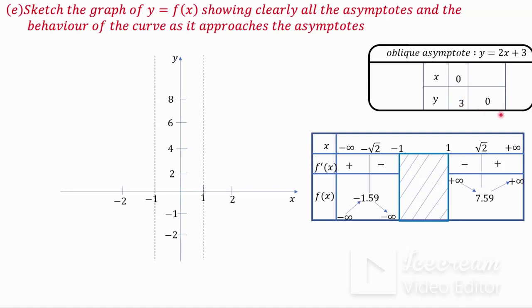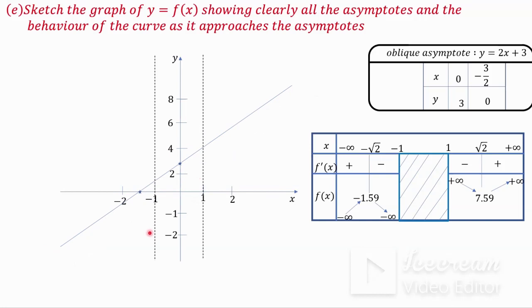And when y equals 0, what is x? x actually equals -3 divided by 2. So we are representing the points (0, 3) and (-3/2, 0) on our xy plane. We obtain those 2 points: this point is (-3/2, 0), and this one is (0, 3), on which we can put our slant or oblique asymptote.